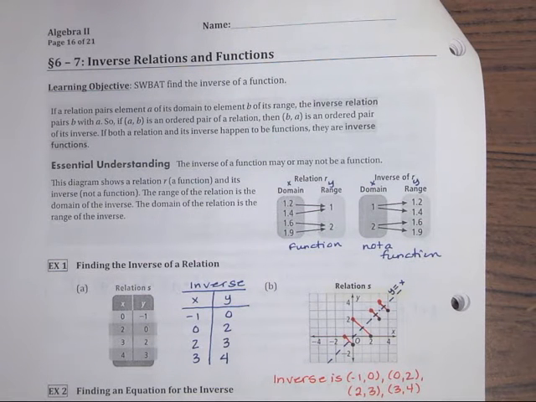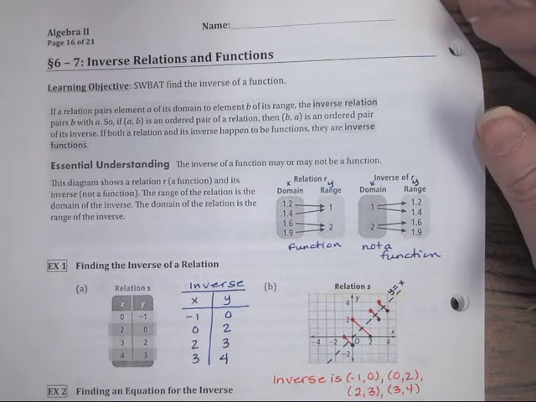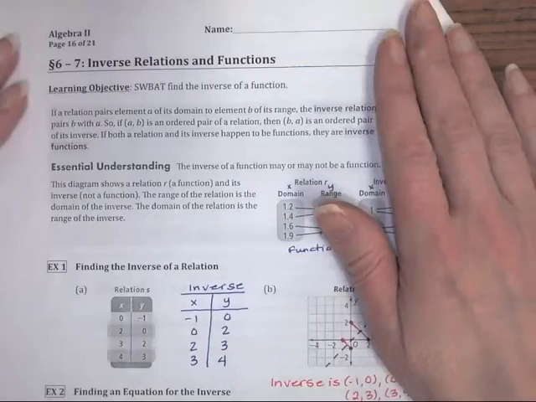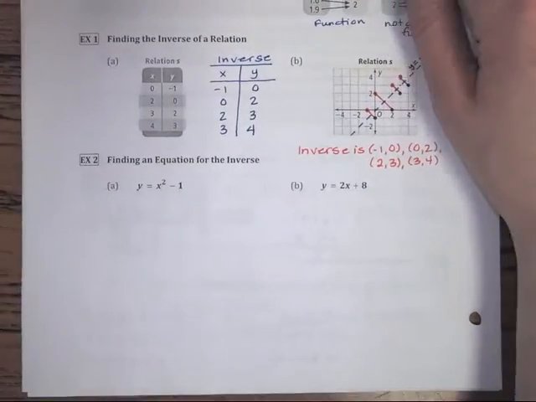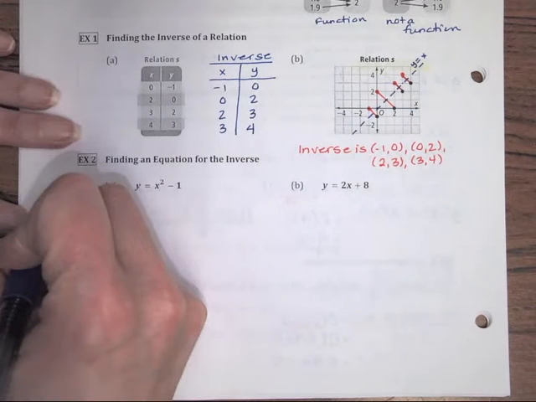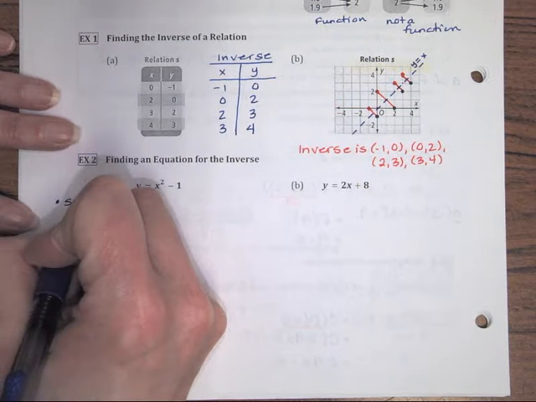Okay, the next thing we're going to do is the same thing, find an inverse of an actual equation. And we did this in Algebra 1, so this should not be brand new to you. And what we're going to do is exchange x and y. So let's write our strategy here. So first of all, switch x and y.